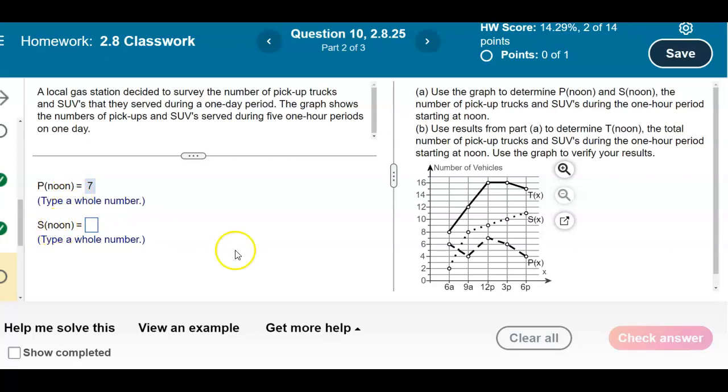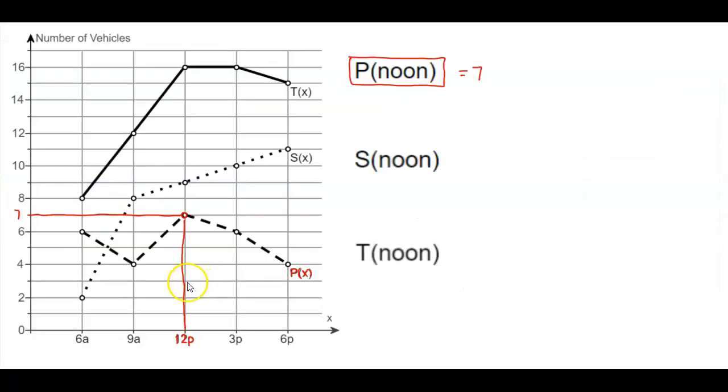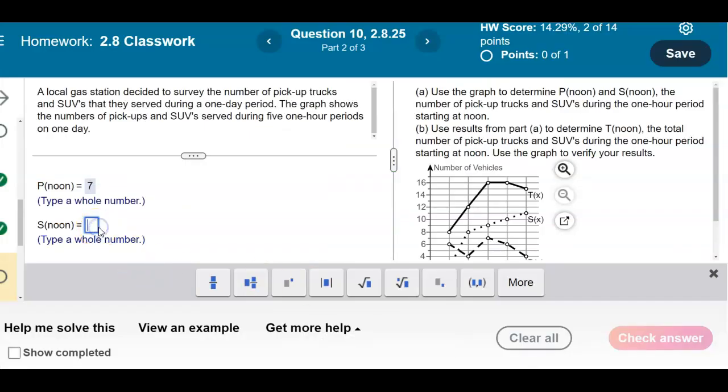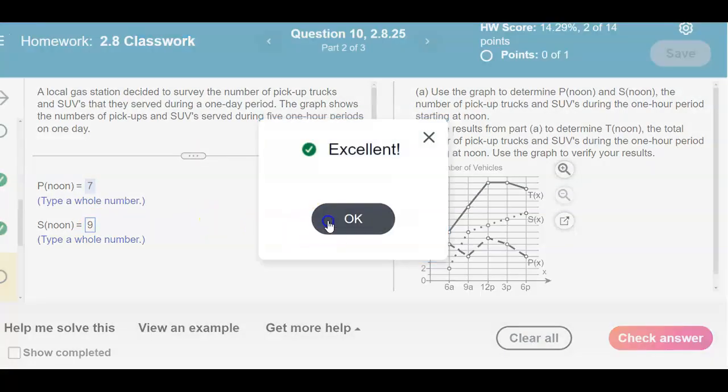Now we need to find the SUVs at noon. So let's take a look at the SUVs. Again, this is at noon, right? And now we're looking at S of X because that represents the SUVs. So we're going to go all the way up to this, and then go across, and you can see that number is in between 8 and 10, so therefore the answer is 9. So let's go ahead and put our answer that there are going to be 9 SUVs.